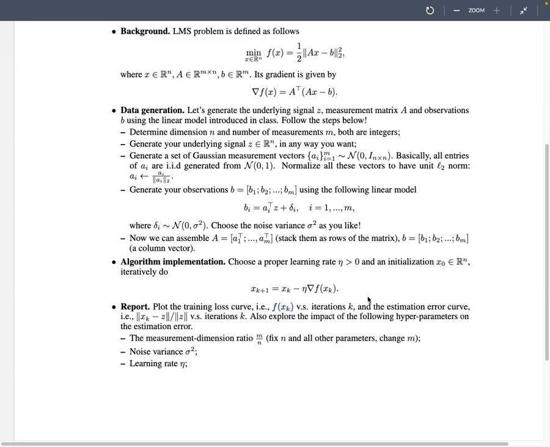And the second thing you can report is the estimation error curve. For each x_k, how far it is from the underlying true signal z. It's the norm of x_k minus z divided by the norm of z. This is a relative error. So these are the two curves that you need to report.